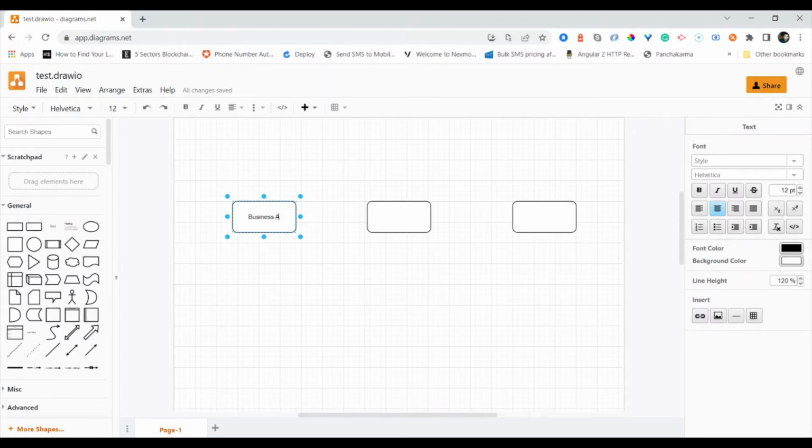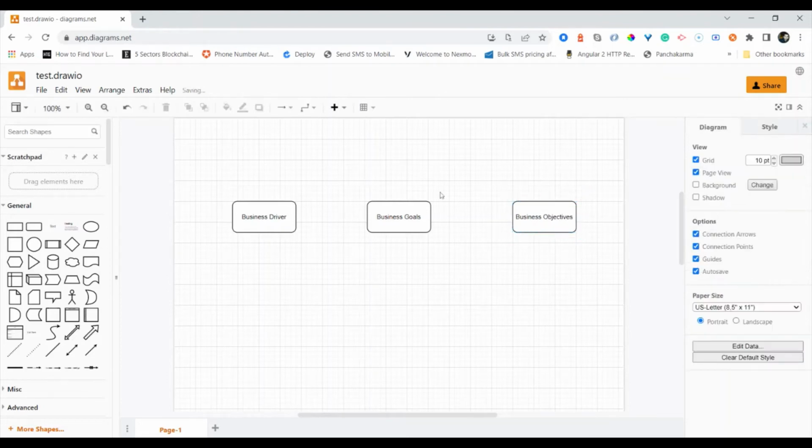So first is the business driver. This is the key point. Then we have business goals. Then we have business objectives. Now, whenever you are starting on any new product and gathering the requirements, how should you do that? How should you ask the questions so that they address all your queries at the early level itself?